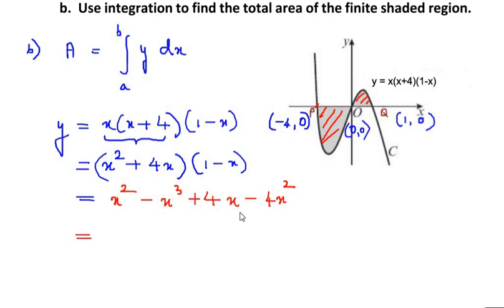Let me rearrange it and write it from the highest power of x to the lowest power. So we get here minus x cube as the highest power. Now x square and minus 4x square are the like terms, so we can combine them, and that gives us minus 3x square followed by plus 4x. Now this is the equation of the curve y.